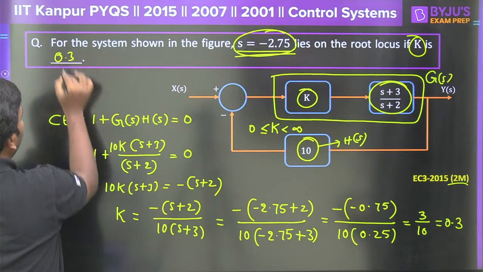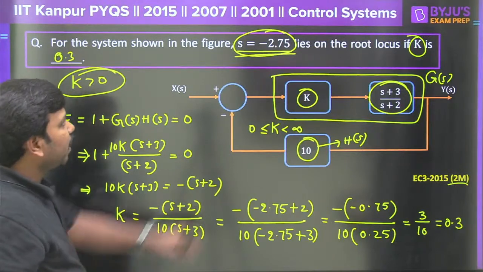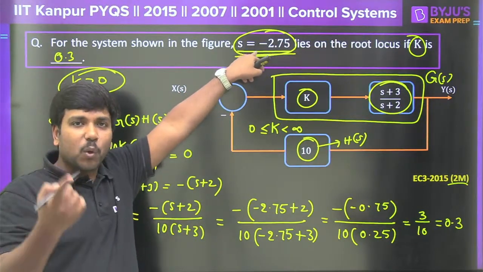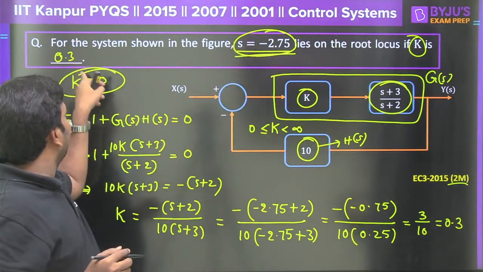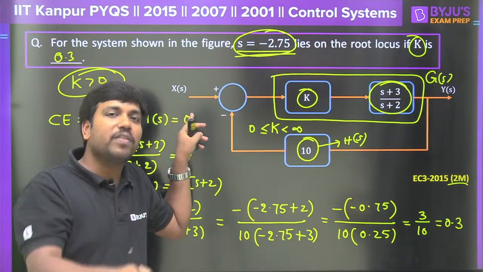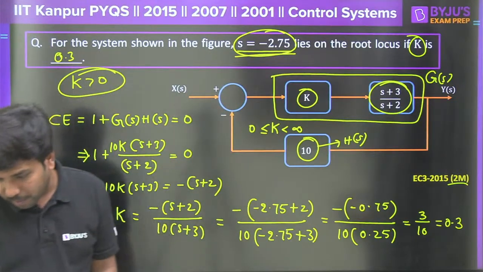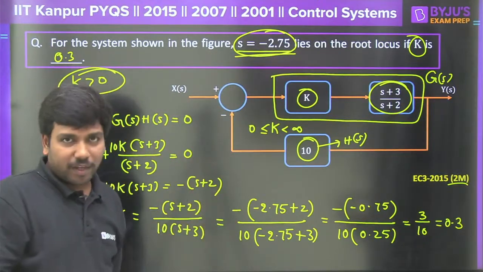As we are getting k value greater than 0, and 0.3 is greater than 0, I can say conveniently that this point is there on the root locus. If you get k value less than 0 when you substitute any point, it means that that point is not there on the root locus plot. Clear? Yes, Hema, you are correct. So 0.3 is the correct answer.